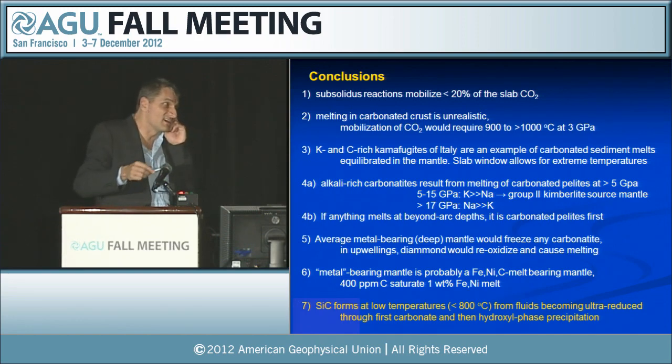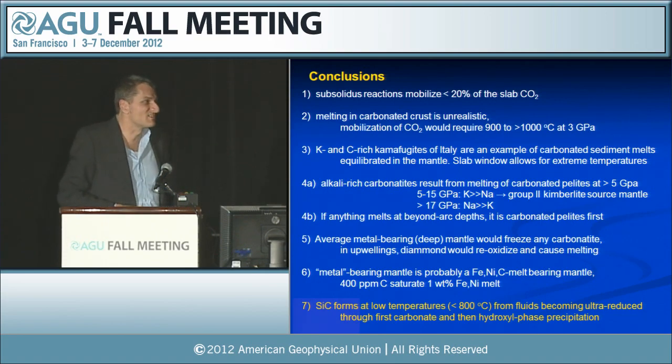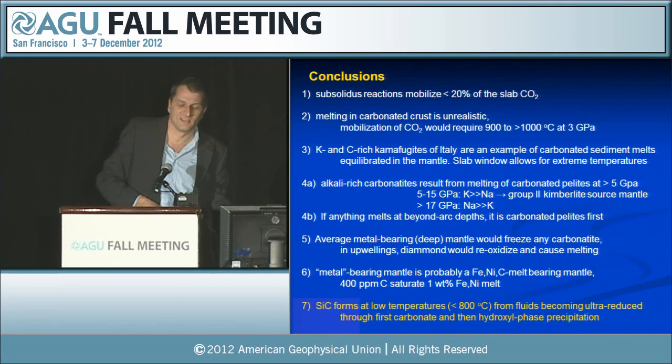There's a number of ophiolites or mantle rocks that have silicon carbide. It is low temperature and thus almost not possible to be very high pressure. Thank you.